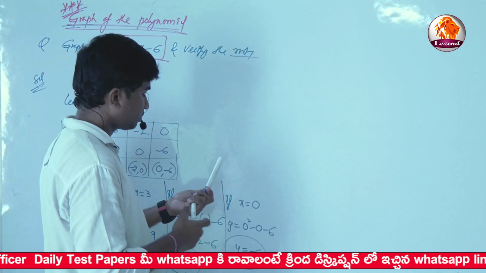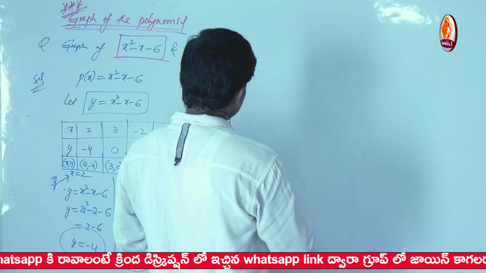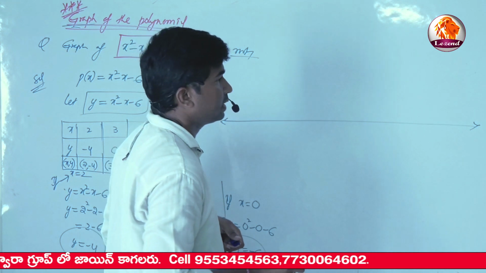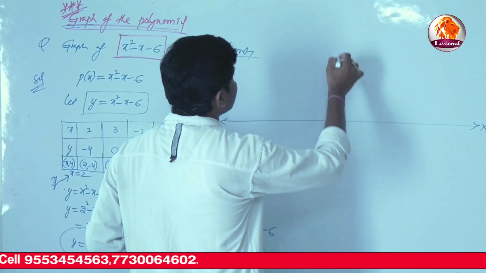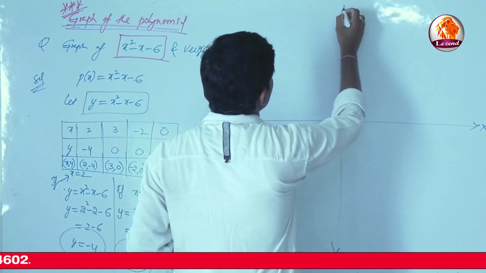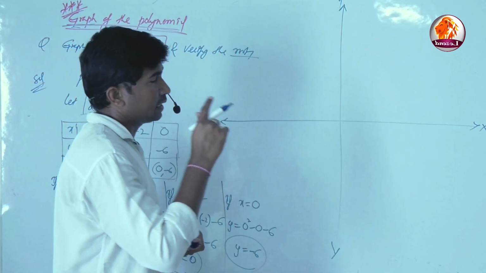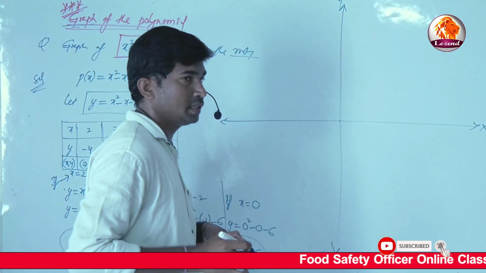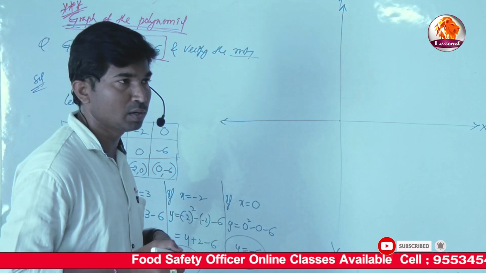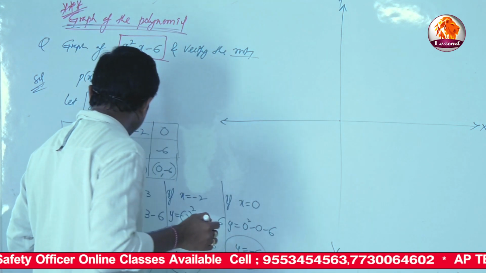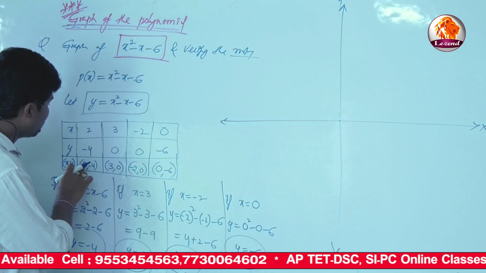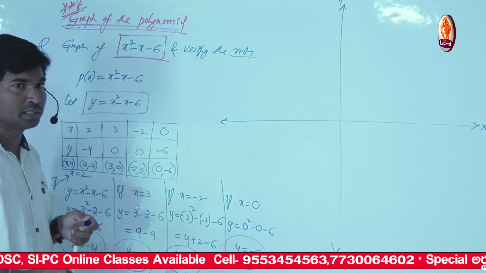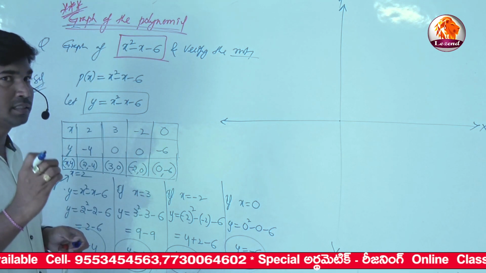In the graph, we know that the horizontal line is called the x-axis, and the vertical line is known as the y-axis. This point is called the origin. The coordinates of the origin are 0 comma 0, x value 0, y value also 0. Now just observe the points 2 comma minus 4, 3 comma 0, minus 2 comma 0, 0 comma minus 6. In all the x and y values, check what is the highest value.